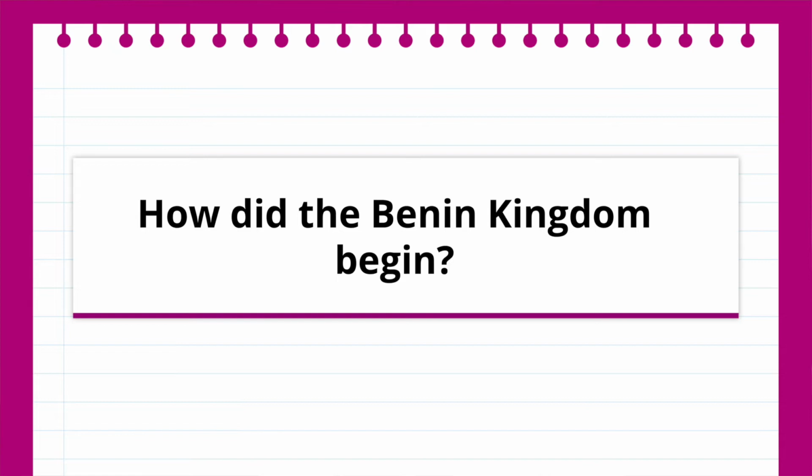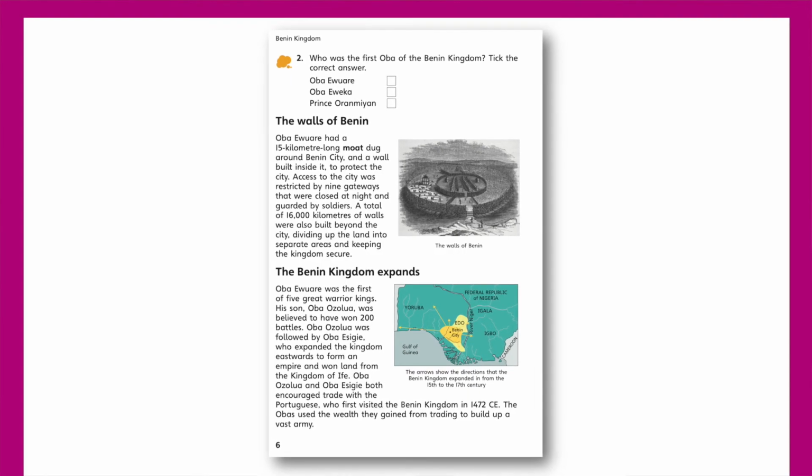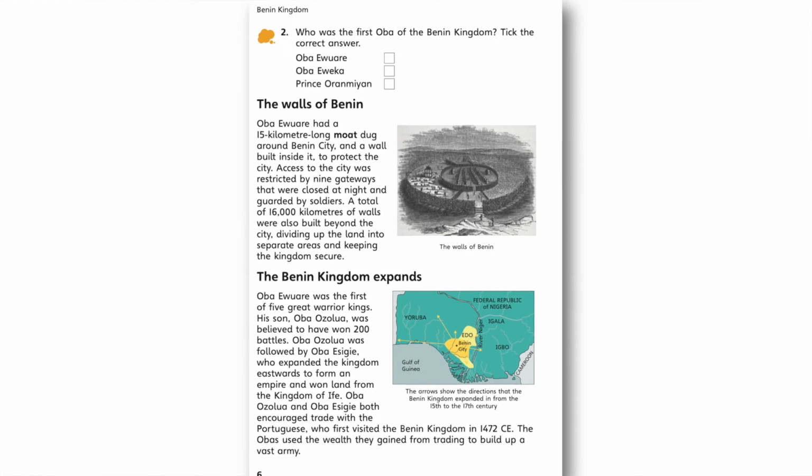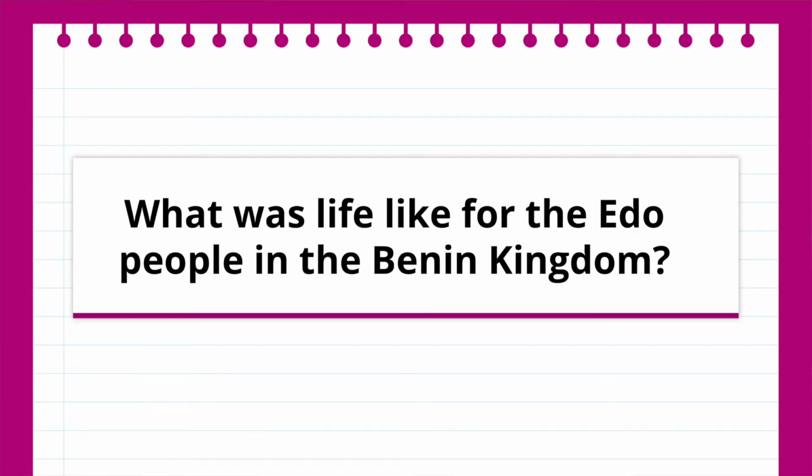The first asks, how did the Benin Kingdom begin? They'll learn about how the Edo people living in the rainforests of Western Africa united under rulers of the sky, known as Ogisos, and then eventually a king known as the Oba. The monumental earthen moat encircling Benin City will be explored, as well as the expansion of the empire under the 5 great warrior kings.